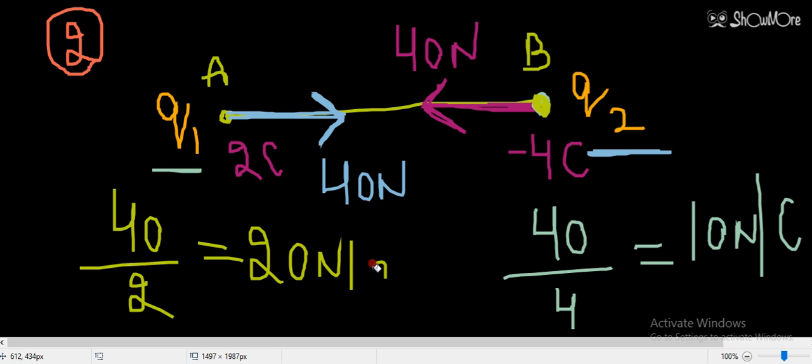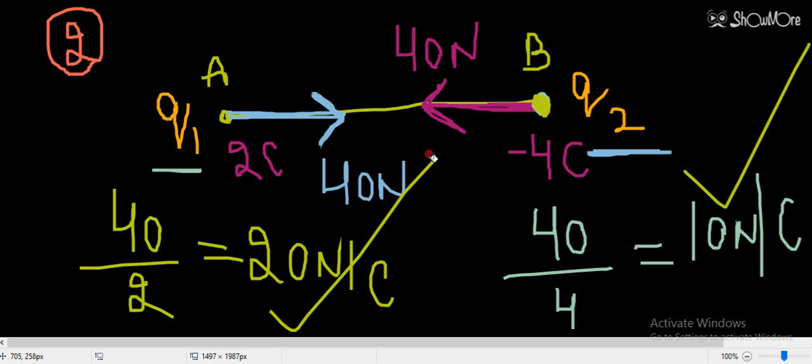The electric field due to Q1 at point B will be equal to 10 Newton per coulomb, and the value of the electric field due to charge Q2 at position A will be equal to 20 Newton per coulomb. In this way you have to solve question number 2. I hope it is also clear.